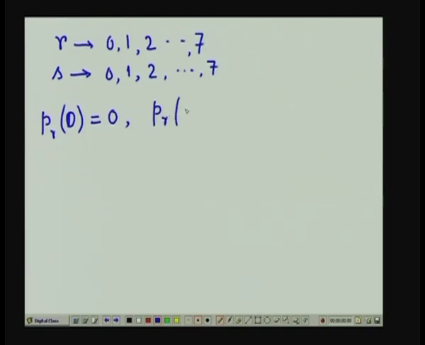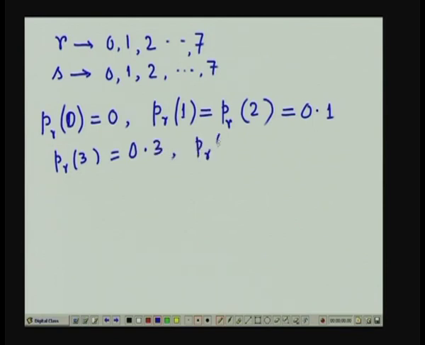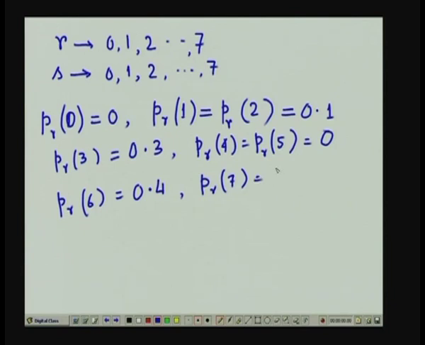p_r(1), the probability that the intensity value will be equal to 1, is the same as p_r(2), which is given as 0.1. p_r(3) is given as 0.3, p_r(4) is equal to p_r(5), which is equal to 0, p_r(6) is given as 0.4, and p_r(7) is given as 0.1.